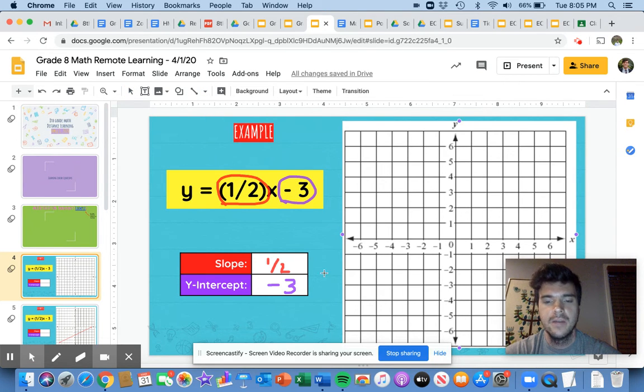Okay. Now I'm going to start at the y-intercept, which is -3. So I find -3 on the y-axis. Okay. I'm going to click, but I'm not going to let it up yet. And then slope is 1/2. So I would go up 1/2. Okay. So I've got a line there.